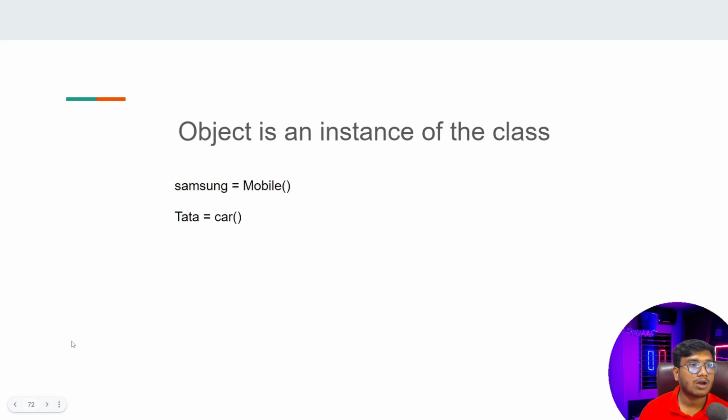And what is the object? Object is nothing but an instance of a class. That means whenever you are storing any kind of object in a variable, that can be considered as an instance. Okay, instance or object of that particular class. So here is the example. Mobile is the class, Samsung is the object. So car is the class, Tata is an object. Okay, I hope it is clear now.